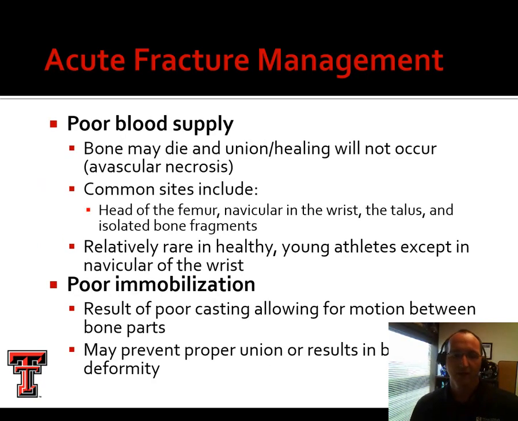Okay, if they've got poor blood supply, that bone may die, and we may end up with healing not occurring. This is referred to as avascular necrosis. A means without vascular blood. Necrosis means tissue death. So we'll see this a lot of times in wrist fractures that go misdiagnosed or undiagnosed. We'll also see this in the head of the femur in adolescence, and then also the talus of the foot, and then sometimes bone fragments become avascular. And these are relatively rare in healthy young athletes, except for that navicular of the wrist.